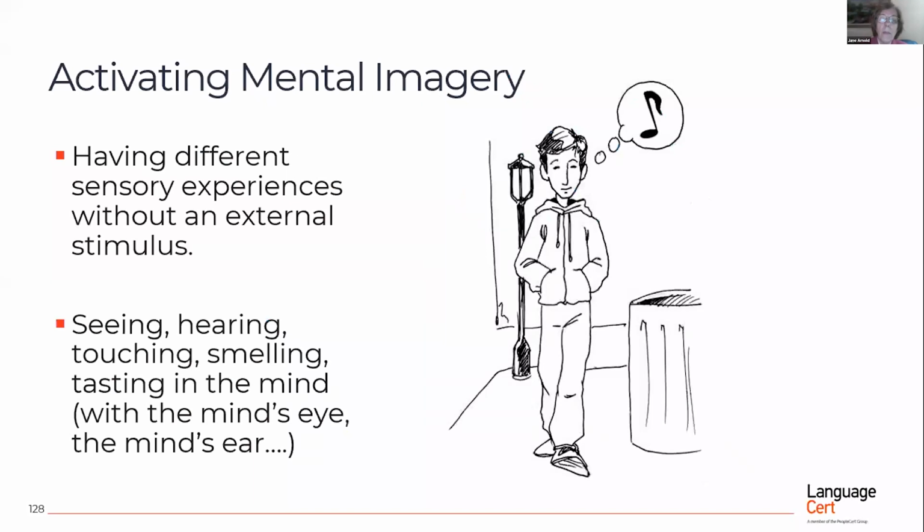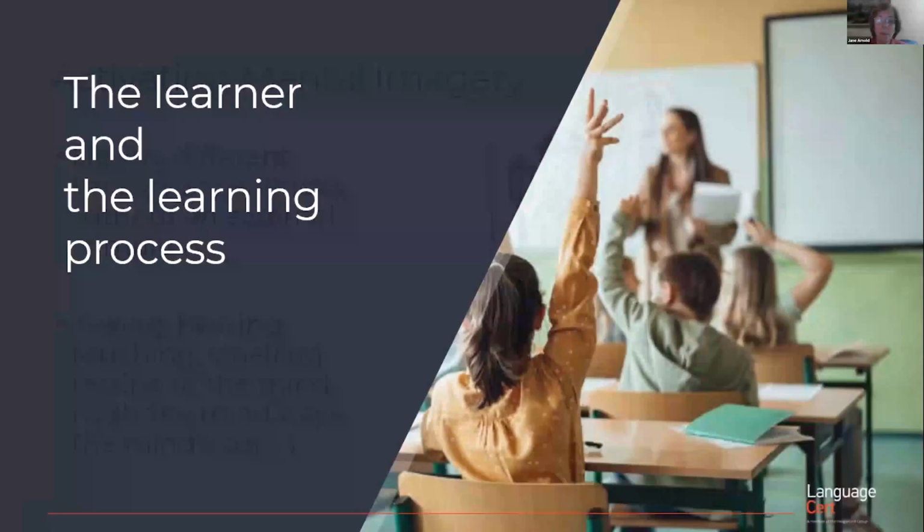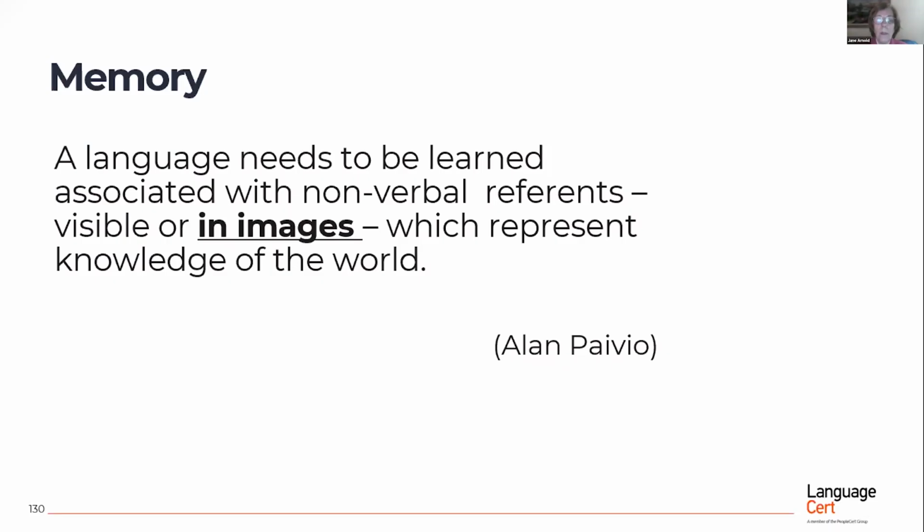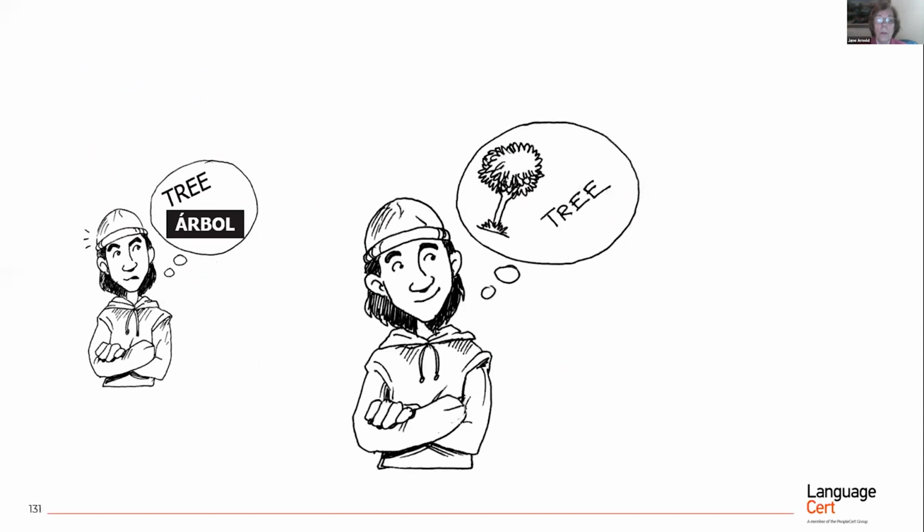So activating mental imagery is having different sensory experiences without an external stimulus. For example, seeing with the mind's eye, hearing with the mind's ear, etc. And this can be important in the learner and learning process. For example, for memory, Allan Paivio tells us, a language needs to be learned and associated with nonverbal reference, visible or in images, which represent knowledge of the world.